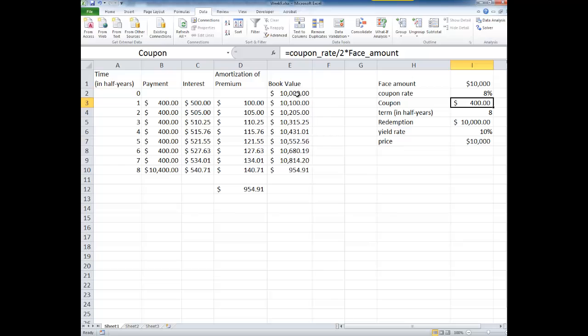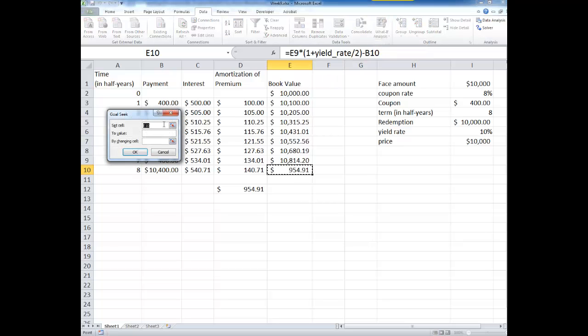So I really wouldn't pay $10,000 for this bond that's only going to give me $400 every 6 months, not even covering the interest. What would I pay for this bond if I want to earn a yield rate of 10%? Well, whatever price would result in a 0 outstanding loan amount at the time of maturity. So I'm going to do a goal seek, make that 0 by changing the price of the bond.